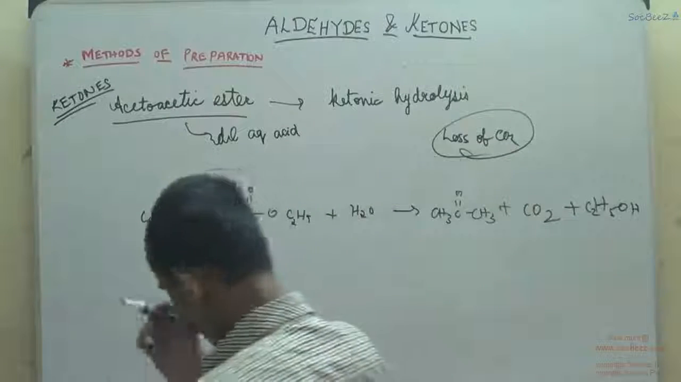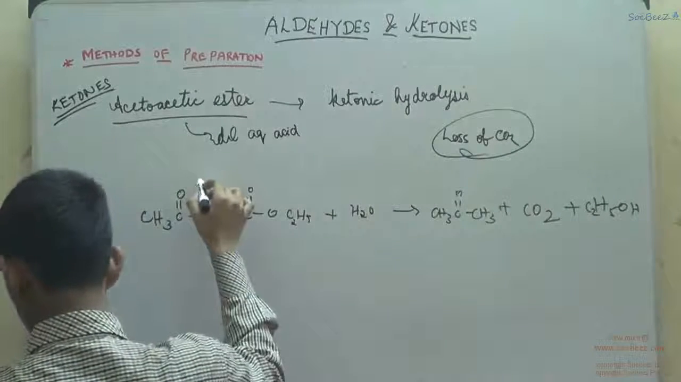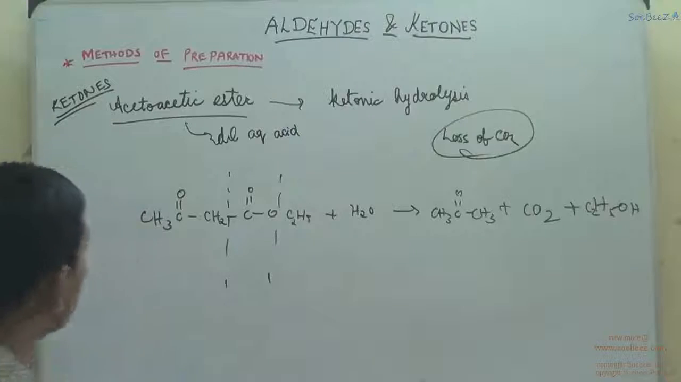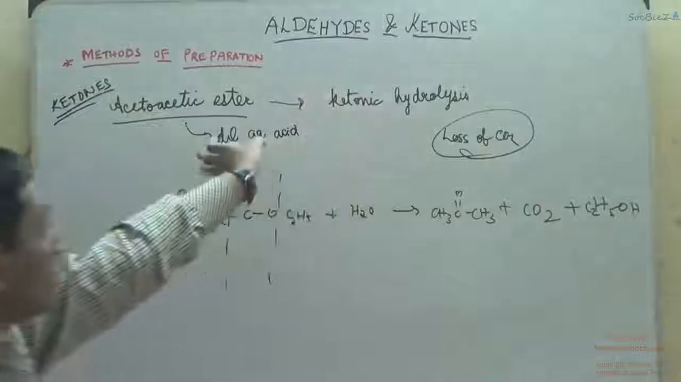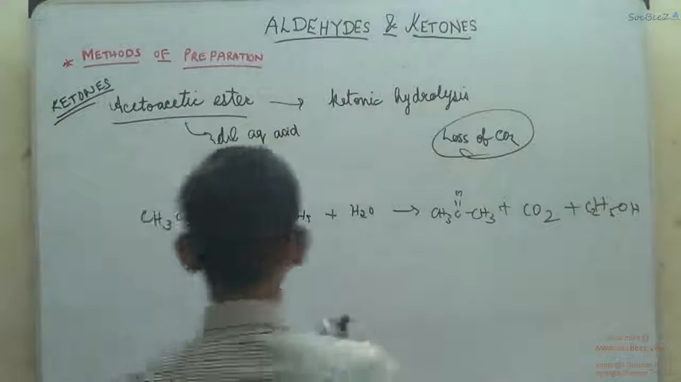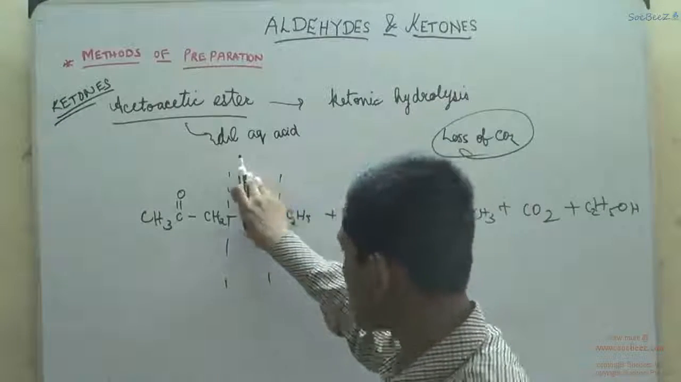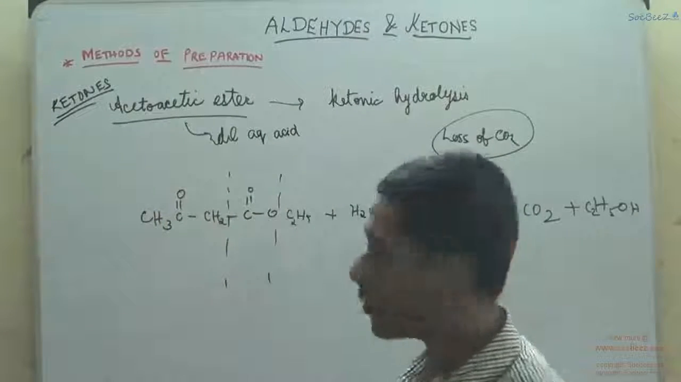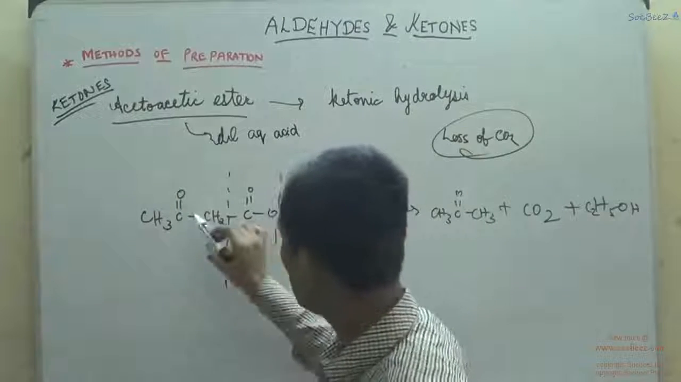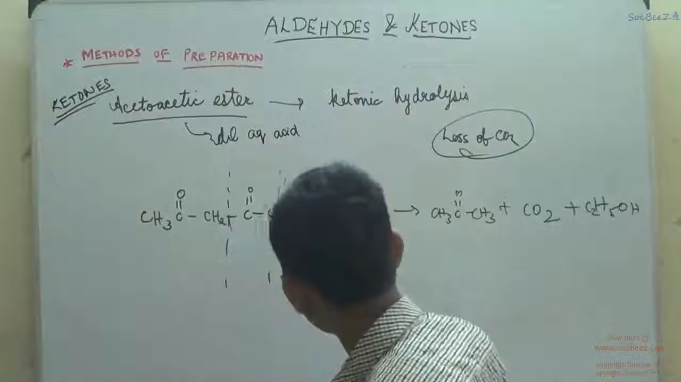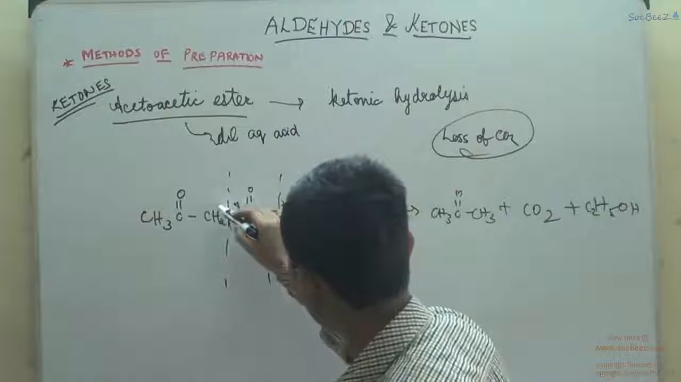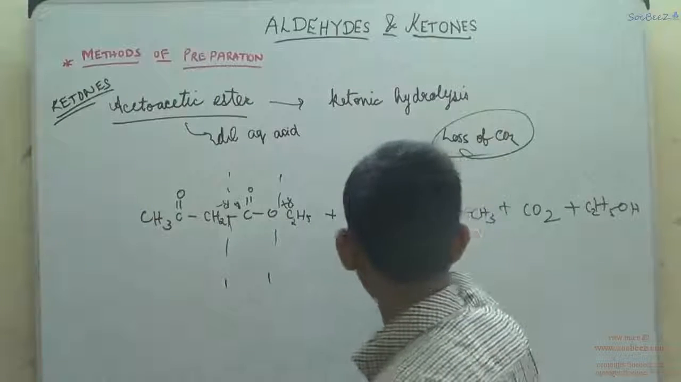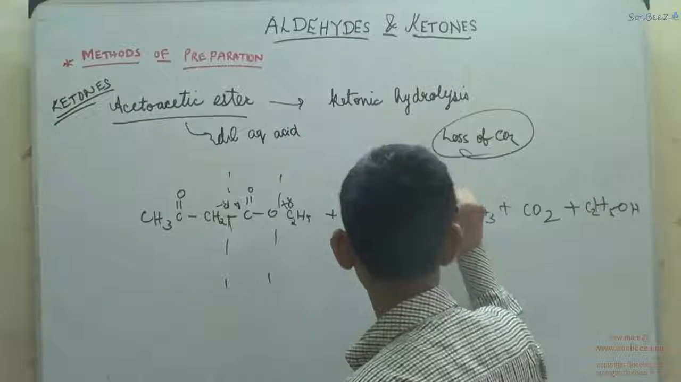So what happens here? Cleavage occurs here and here, because remember, if you do ketonic hydrolysis, that is dilute aqueous acid, you have loss of carbon dioxide. So if you want to remove carbon dioxide, this should be removed. If this is removed, this is the ketone which is formed, and here you will have the alcohol being formed, because this is plus delta and this is minus delta, so H gets added here and OH gets added here in the presence of water, and then you get dilute aqueous acid.